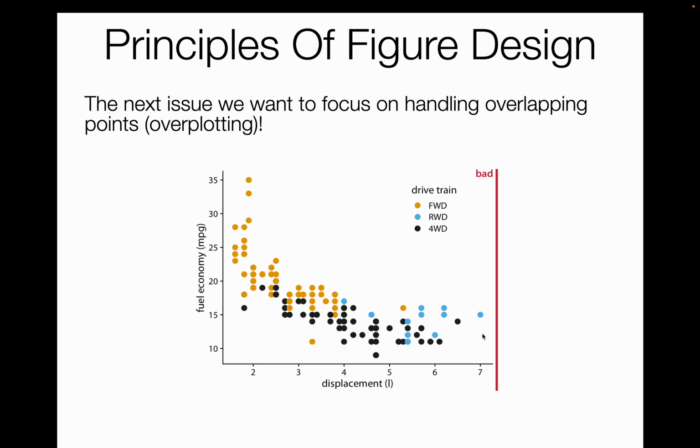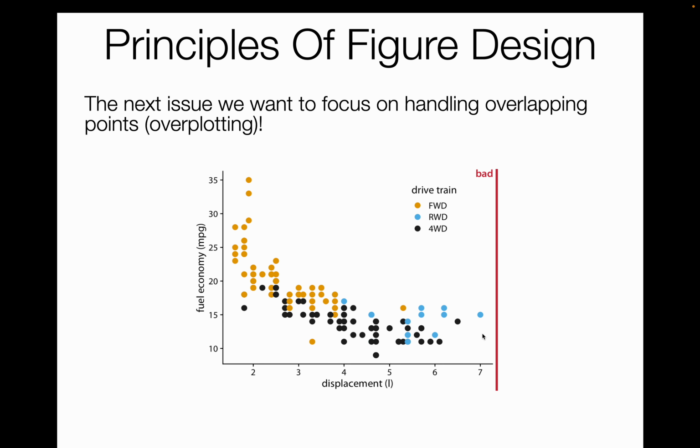Now the next issue. It's not a principle, it doesn't have a formal definition, but the second principle of good graphics is overplotting. How do you handle overplotting? Look at this picture of fuel economy on the y-axis and engine displacement, how big an engine is, on the x-axis, so displacement versus MPG, with the points colored by drivetrain.